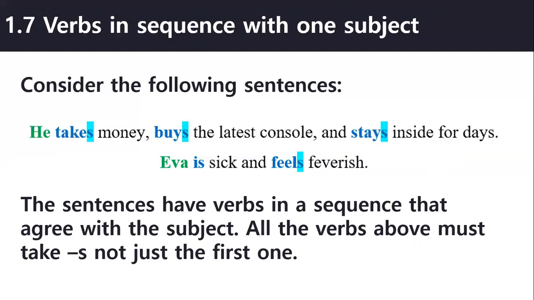So, even if you have a trail of 10 verbs after the subject he, all the verbs after he must agree with he, meaning that they must take S.